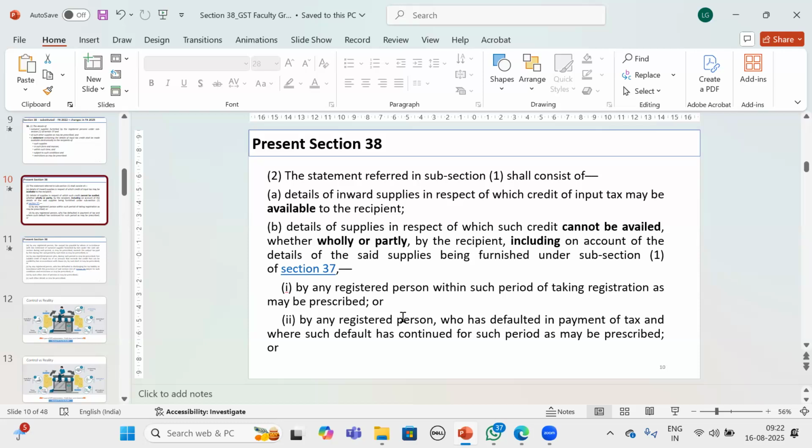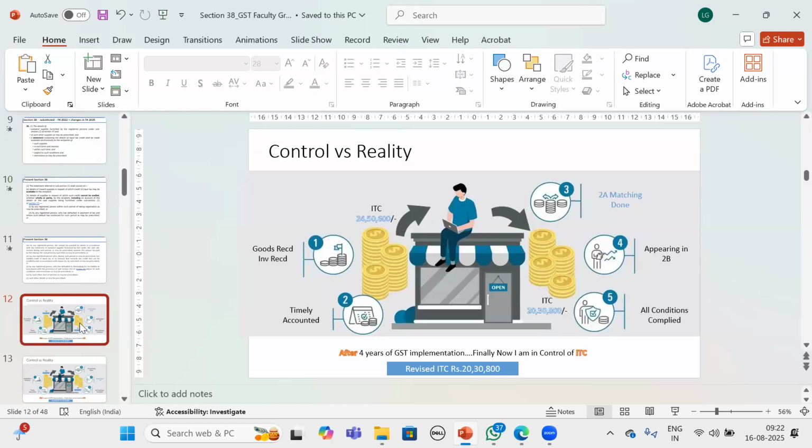But if we see the further conditions, there are certain conditions where the data will be available only with the portal or the government, not with the recipient. So the government will come up with certain other elements in the portal wherein they are trying to restrict the input tax credit in certain situations, which we are going to discuss now.